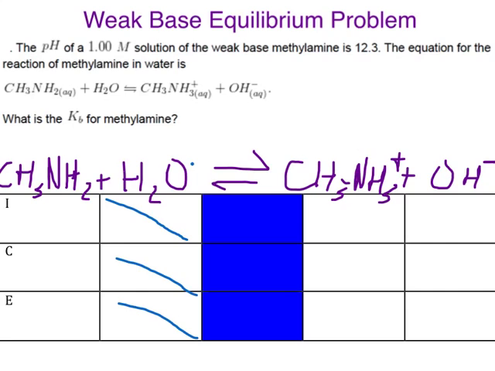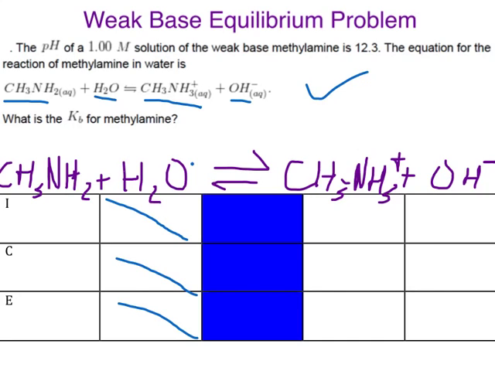So step 1 for a weak base, just like with a weak acid problem, is to write the dissociation, or in this case the reaction of the weak base, with water. As you can see, this is our Bronsted-Lowry base, and this is our Bronsted-Lowry acid. This is our conjugate acid, and this is our conjugate base. But step 1, regardless of what you've been given as a base, weak base in this case, is to write a balanced equation as follows.